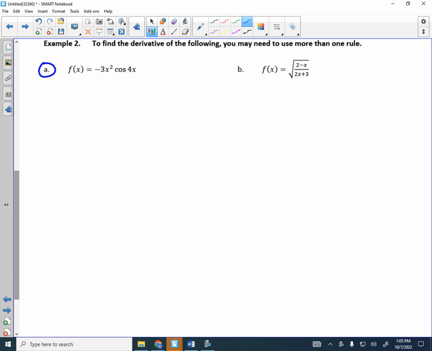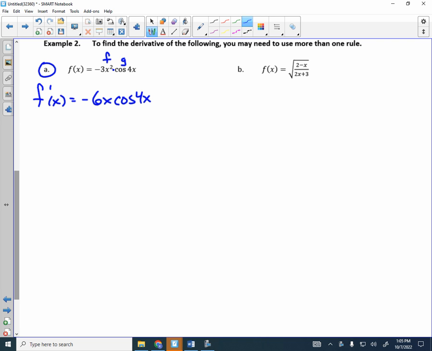Why? Because you would take cosine of 4x, you would multiply negative 3 times x squared, and the last thing you would do would be multiply those two things together. So that's what I first set up. I'll call that F, and I'll call that G. What is the derivative of F? Times what? Times cosine of 4x.